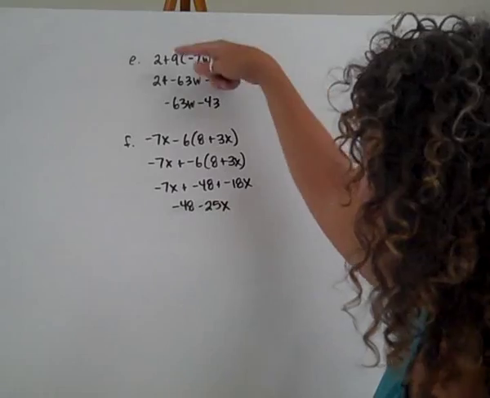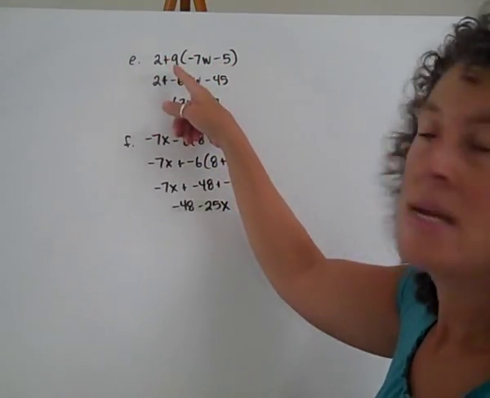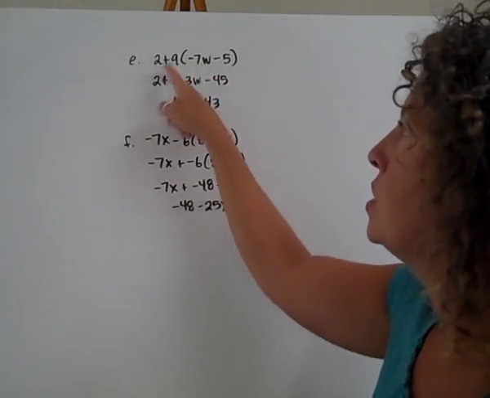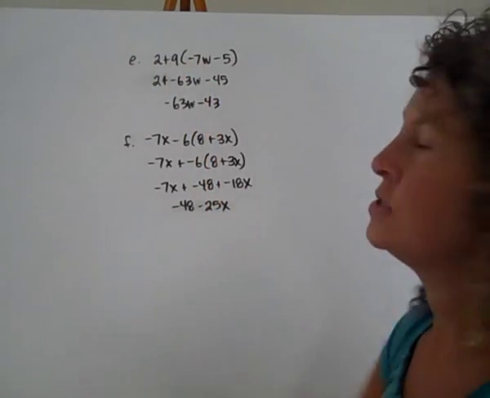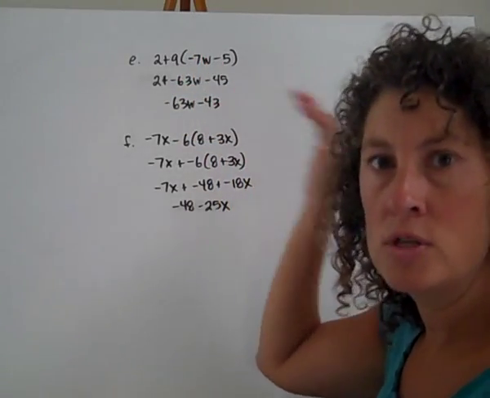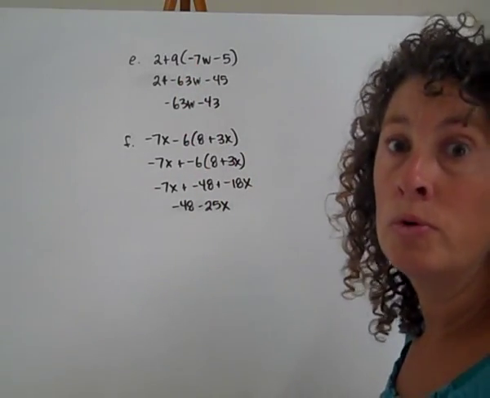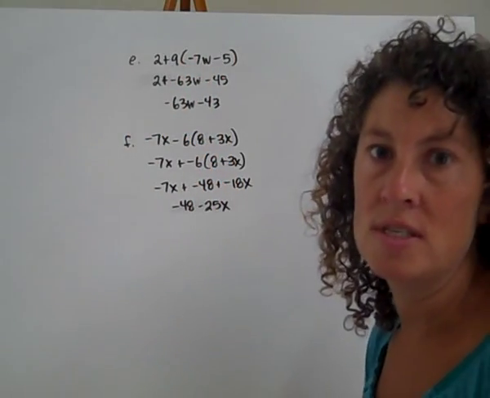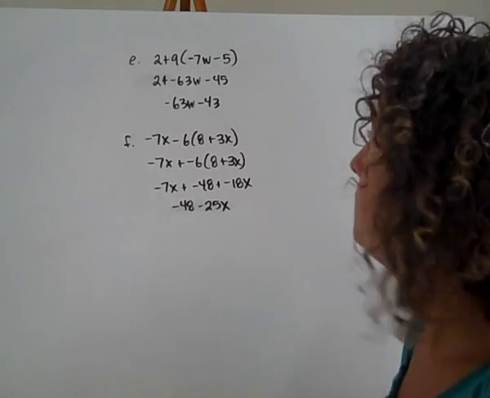So E, 2, I skipped D for some reason. That's all right. We'll go straight to E. 2 plus 9, and then parentheses, negative 7w minus 5. What I want you to notice here, like we've talked about before, be careful with order of operations that we don't try to do that 2 plus 9 first. That 9 is stuck to the parentheses, and order of operations says I have to do parentheses first. It also says I have to do multiplication first. So for multiple reasons, I have to deal with that 9 first. I can't do anything with the 2 just now. That addition is going to come at the end of simplifying this expression.